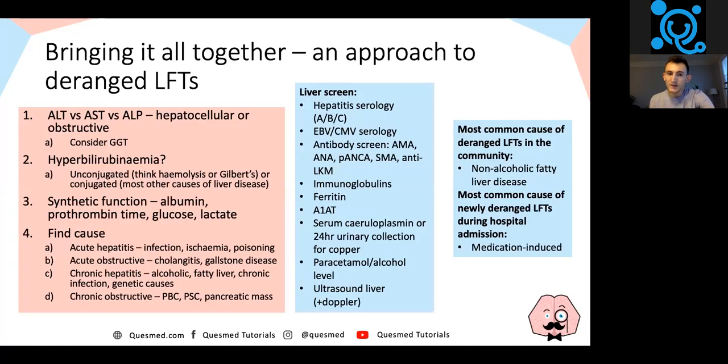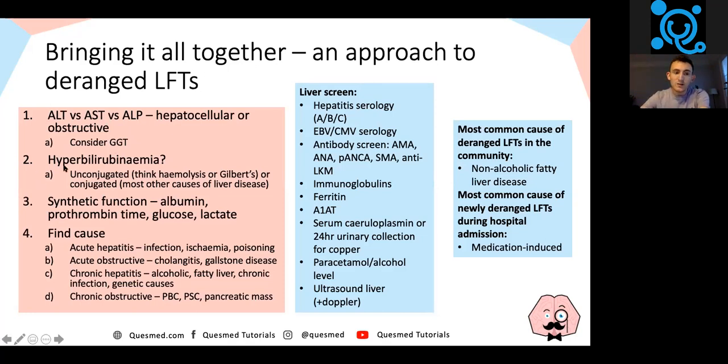So for the final slide, I'm trying to bring everything together as an approach to deranged liver function tests. You can take this 4-step approach. First of all, it's important to look at the ALT, the AST, and the ALP, and compare them to each other and to the upper limit of normal, and see whether you think your patient has a hepatocellular, so an intrahepatic, or an obstructive cause of their derangement. And you can consider a gamma GT to help you decide whether this is a hepatobiliary cause or another cause.